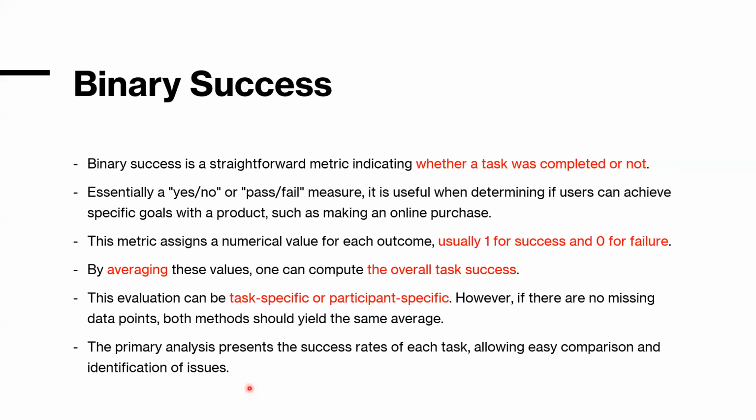So when you're measuring task success, the very first one, which is the easiest one, is binary success. Binary success is very simple, very straightforward, very fundamental, and of course it is useful, right? We just want to observe and make a decision whether a task by the user was completed or not. So it's binary, either one or zero. One is success, and zero is failure, right?